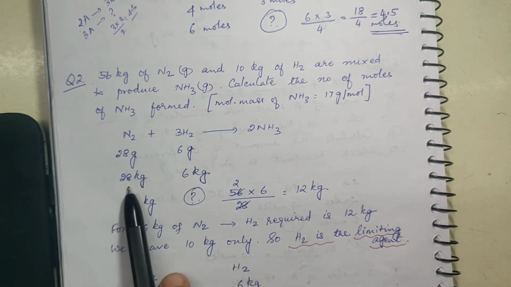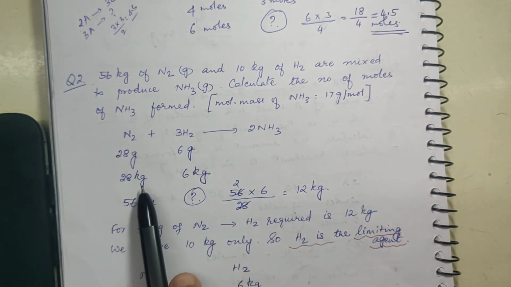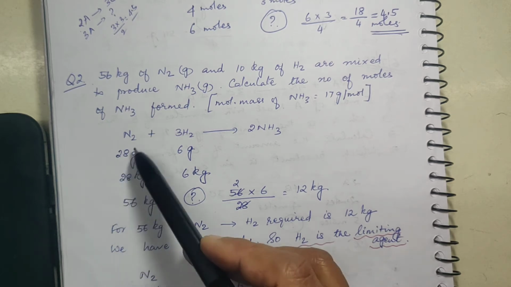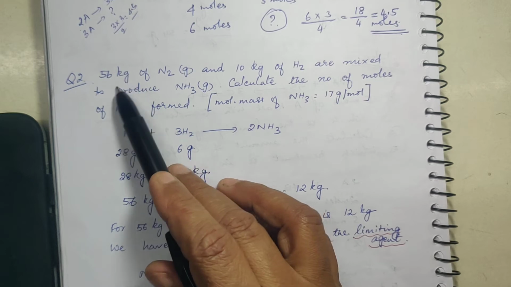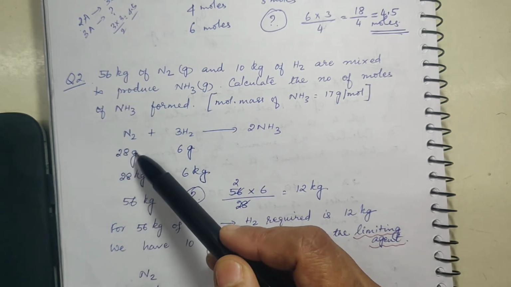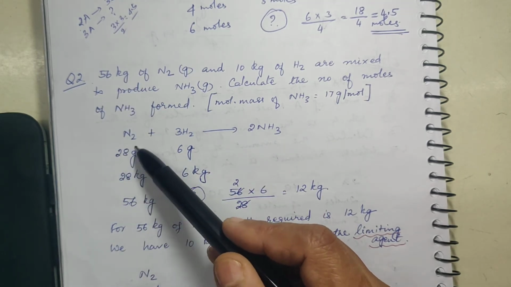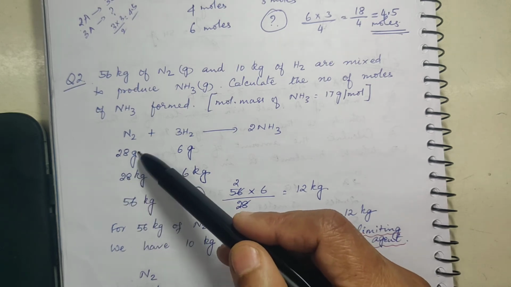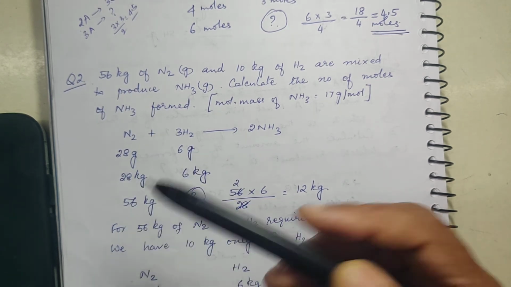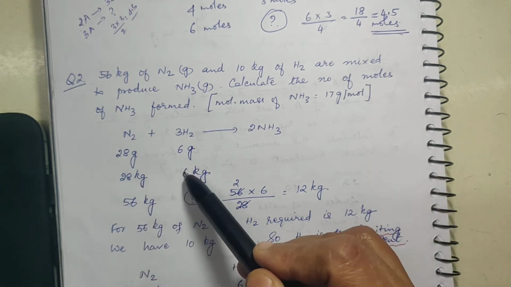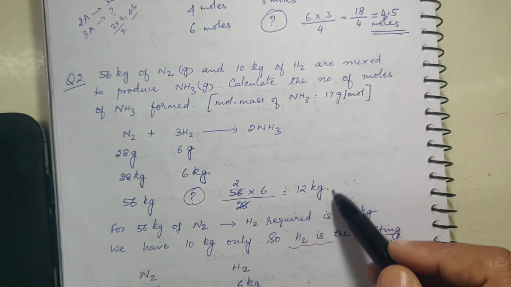Now here he has given you, let us consider that itself in terms of kg, so that in the numerical it is given in terms of kg. Let us assume this 28 gram as 28 kg. Okay, so 28 kg will require 6 kg of hydrogen. So 56 kg will require how much? 56 into 6 upon 28. So that will give you 12 kg.